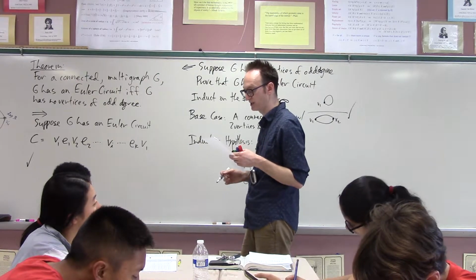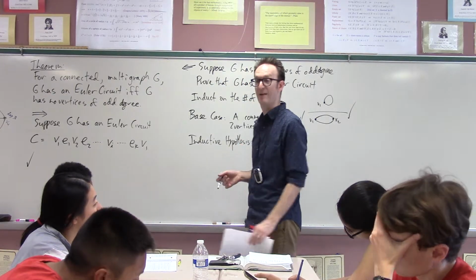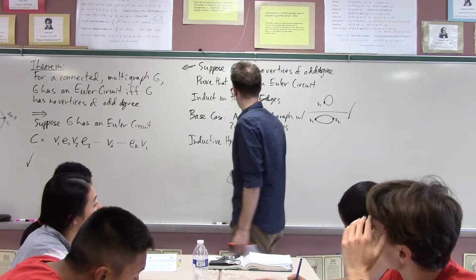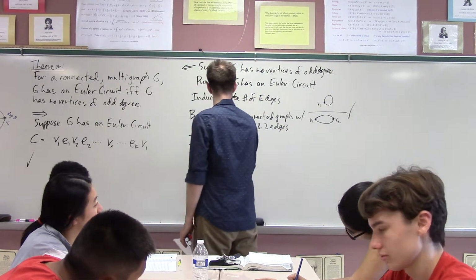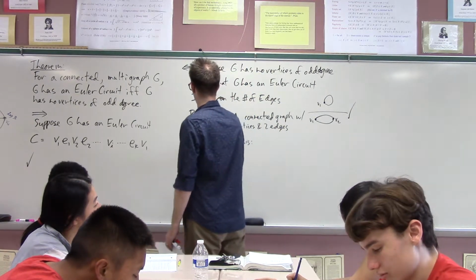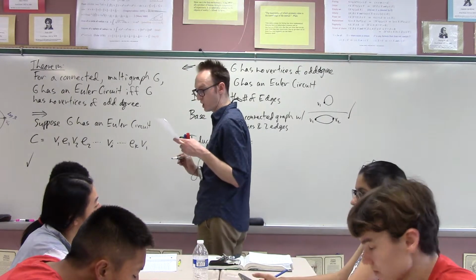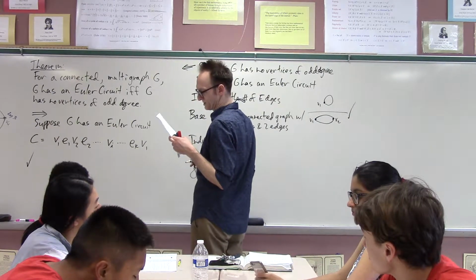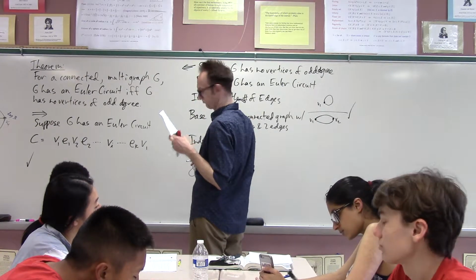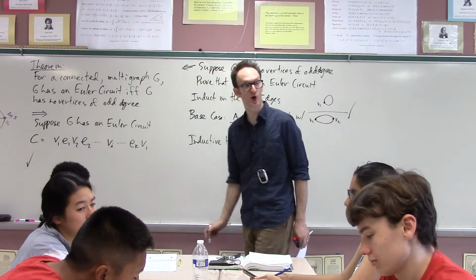Suppose we have a graph G with m greater than 2 edges. So maybe I should write this. So the inductive hypothesis is that, I guess we're doing strong induction even. Should have written this all down. Okay, good. We're doing strong induction.